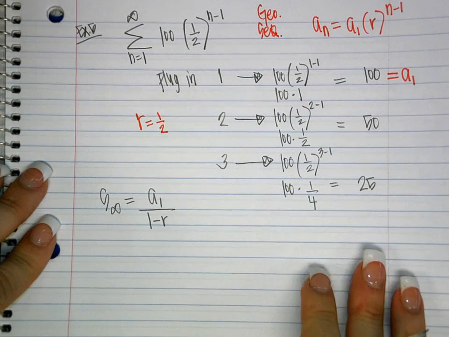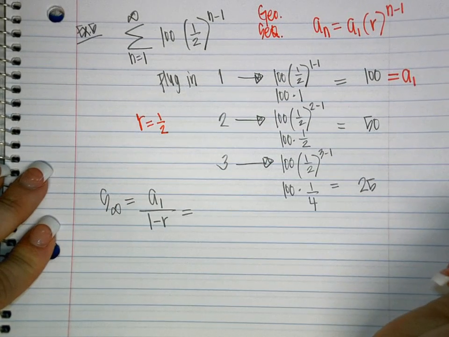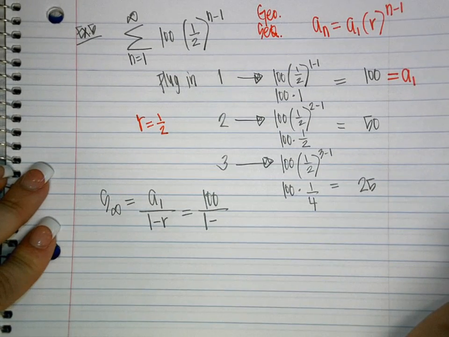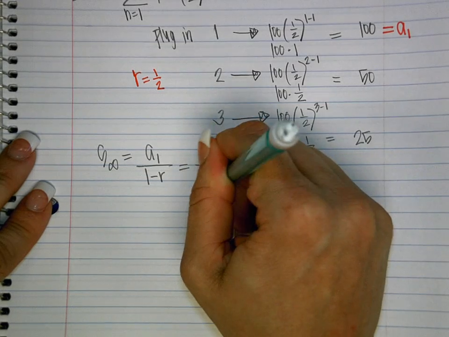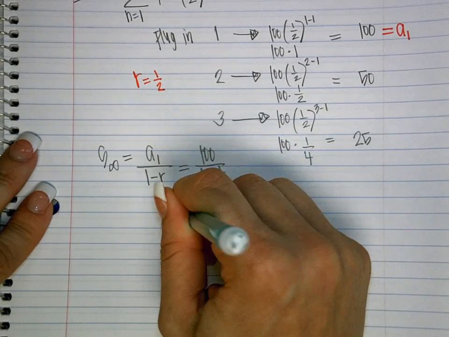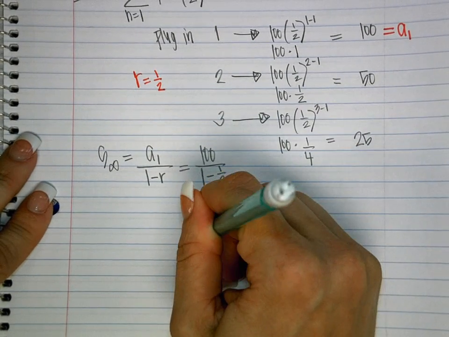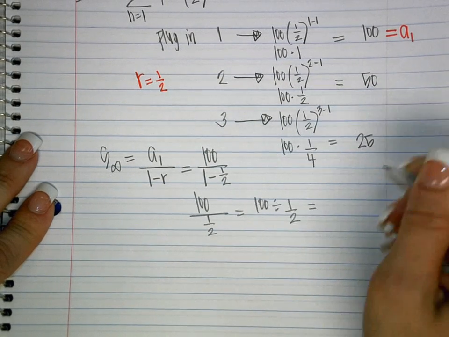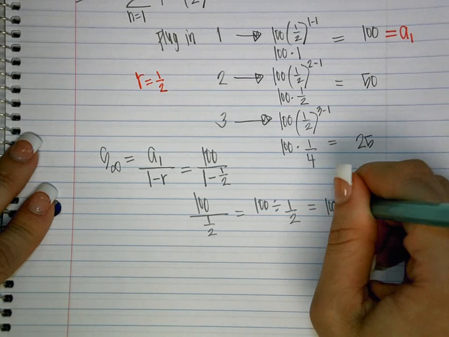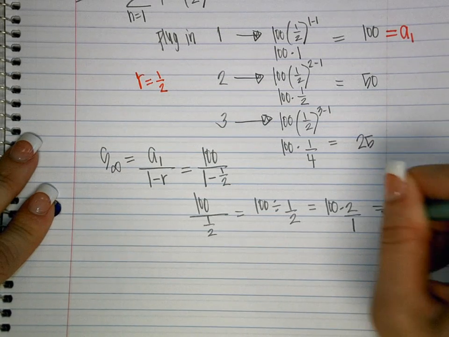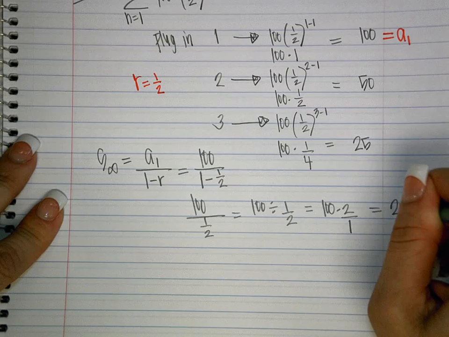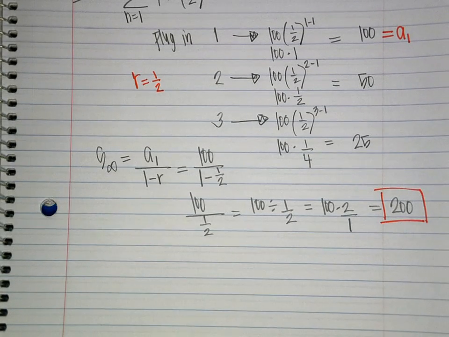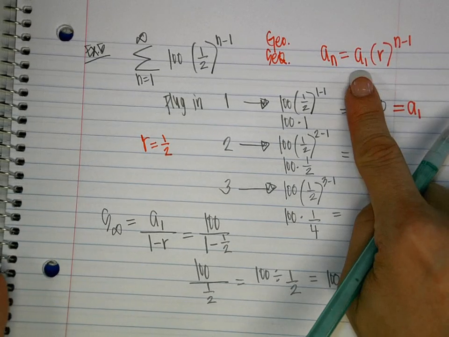If you plug that in, what's the a1? 100. Divided by 1 minus, what's the ratio? 1/2. So 100 divided by 1 minus 1/2 is a half. 100 divided by 1/2, how can I rewrite that to be a little bit easier? 100 times 2 over 1, and if you multiply that together, what do we get? 200. That's your answer.